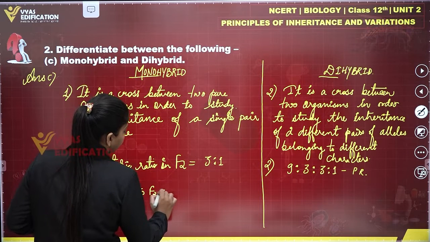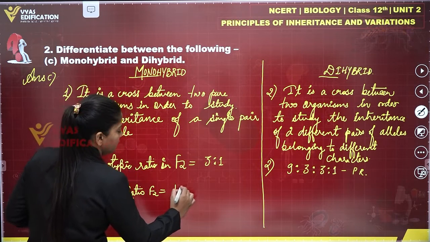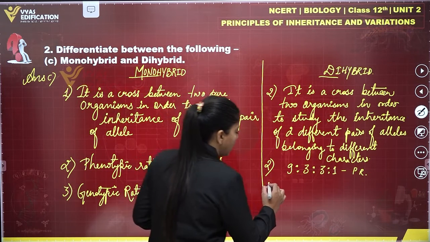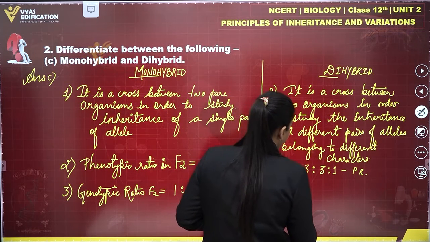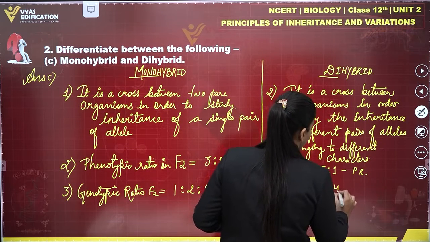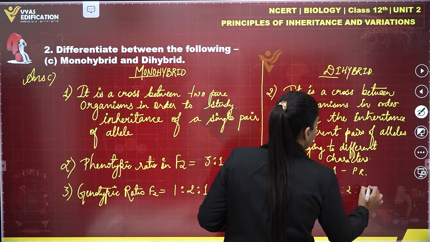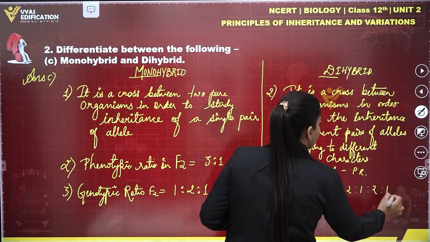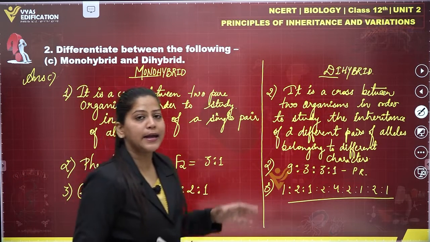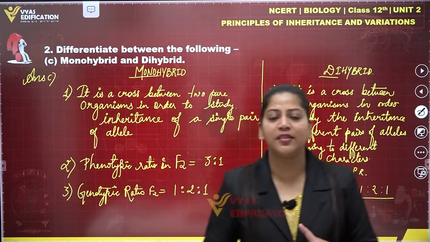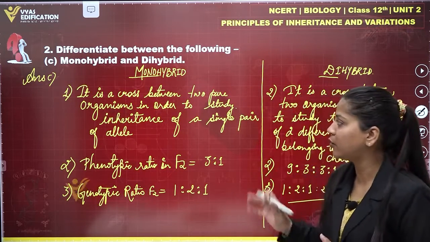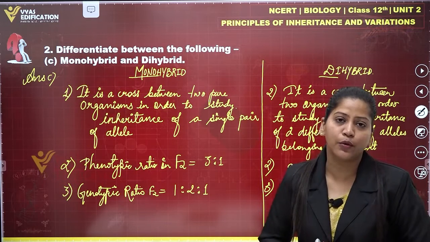Whereas if we talk about the genotypic ratio of these two, then the genotypic ratio in F2 generation is 1:2:1 for monohybrid, and for dihybrid it is 1:2:2:4:2:1:2:1. This is the genotypic ratio in the F2 generation of a dihybrid cross. So this is the basic difference between monohybrid and dihybrid crosses, and this is a complete solution of part C of question number 2.